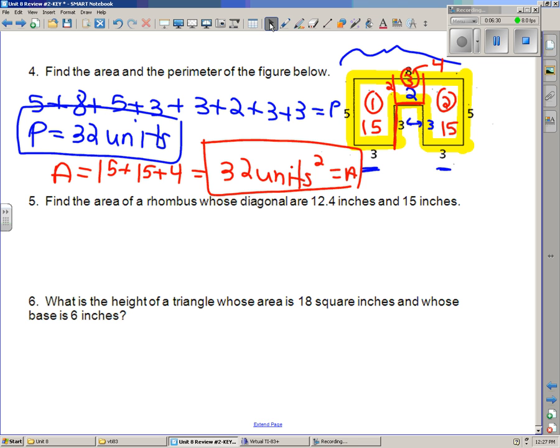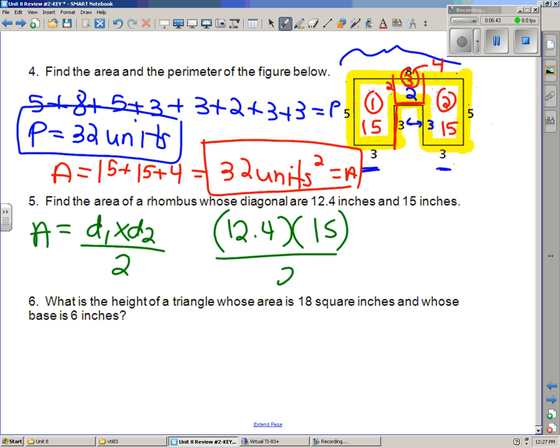Area of a rhombus, formula you need to know. Rhombus, if they don't give you the base and the height, it's diagonal 1 times diagonal 2 divided by 2. Well, they tell you that one diagonal is 12.4, the other diagonal is 15. Do the math in the calculator, and you end up getting 93 inches squared.